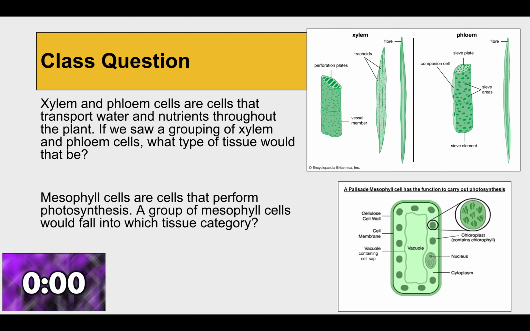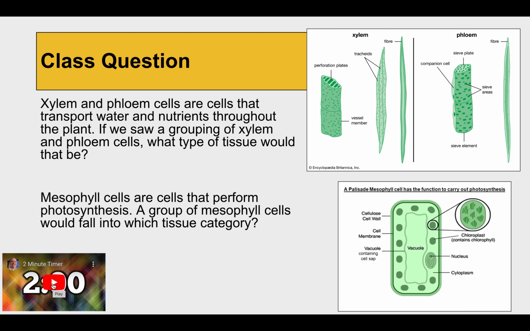All right. So first question here, we are looking at xylem and phloem cells. They provide transportation of nutrients and water throughout the plant. What type of tissues would they be a part of? Vascular, yeah, vascular provides transport.